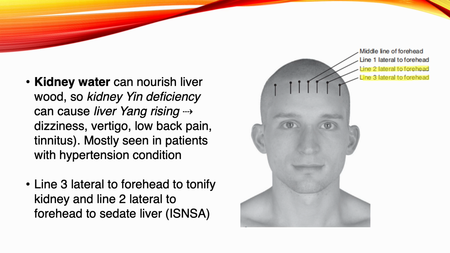Based on the relationship between the Zangfu, choose a point on the scalp. For example, kidney water can nourish liver wood. So, kidney insufficiency can cause liver yang rising. People will present with dizziness, vertigo, low back pain, and tinnitus. This is mostly seen in patients with a hypertension condition. So, choose line 3 lateral to forehead to tonify the kidney and line 2 lateral to forehead using the ISNSA to sedate the liver.